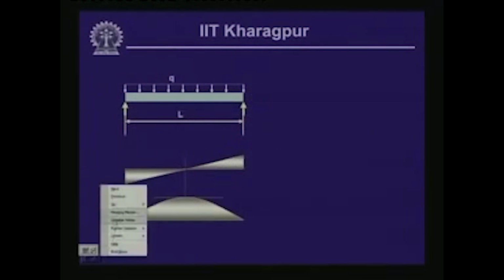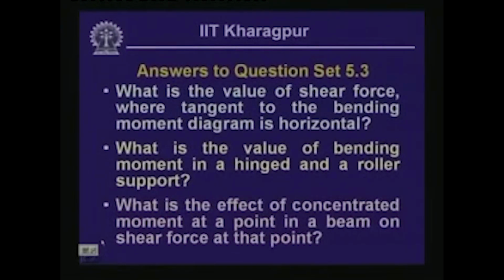Now, let us look into the second question, what is the value of bending moment in a hinged and a roller support. This question of course is quite straightforward. As we have seen when we were evaluating the reactive forces at the hinge support and the roller support, and when we discussed the different kinds of supports, a hinge support is constrained to move in the horizontal and the vertical direction, but it is allowed to rotate. So, there is no restraint on the rotation, and thereby it cannot sustain any moment. And so is the roller support.